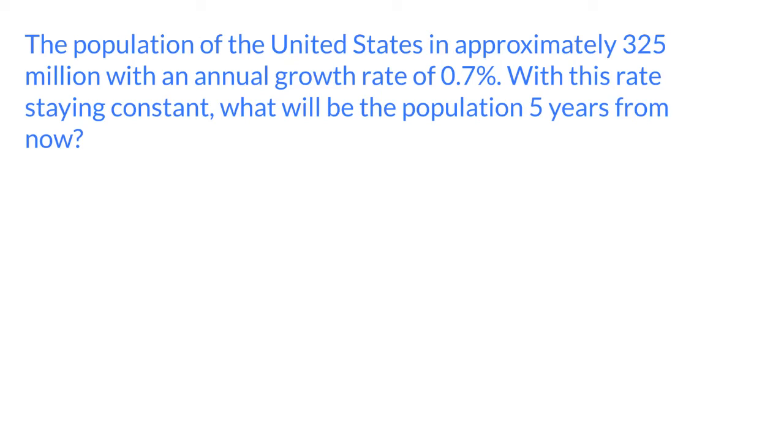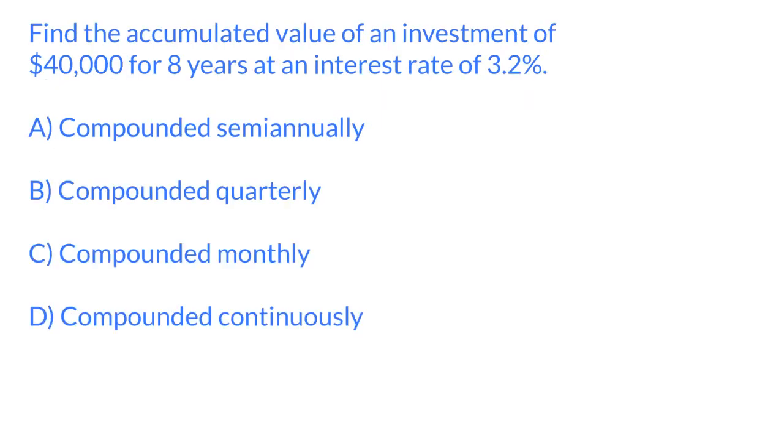Now here's one that I want you to try on your own. Again, we're looking at population, which then means that you're going to be looking at something that's growing continuously. So then answer the question, what will the population be 5 years from now? Now for this question, you're given 4 different prompts. So again, you're going to use the same principle, the same time, and the same rate. The only thing that's changing is your n value.